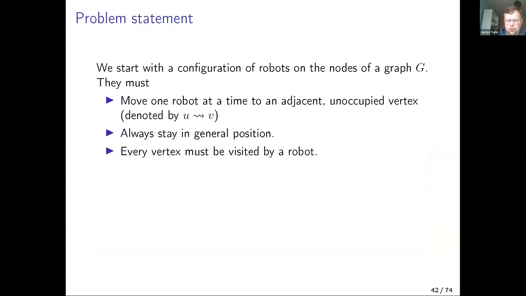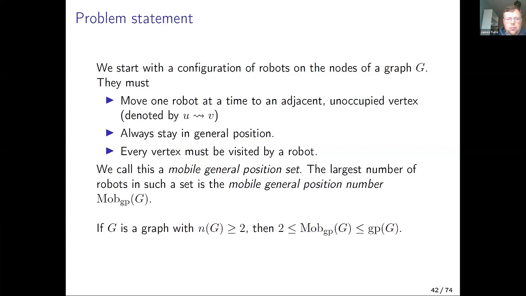We have a configuration of robots on the nodes of a graph, at most 1 per vertex. And at each stage, a robot can move to an adjacent unoccupied vertex, 1 at a time, and we denote it by this symbol here, U squiggle V. We require that at each stage of this process, the set of robots stay in general position, so they've still got free communication, and that every vertex must be visited by a robot. So we could imagine that the robots are delivering groceries. That means that the robots can always speak to each other freely, but they can also visit every house and deliver the groceries. The question then is, how many robots could we have in such a configuration? The largest number of such robots we call the mobile general position number. And it's trivial that this lies somewhere between 2 and the general position number.